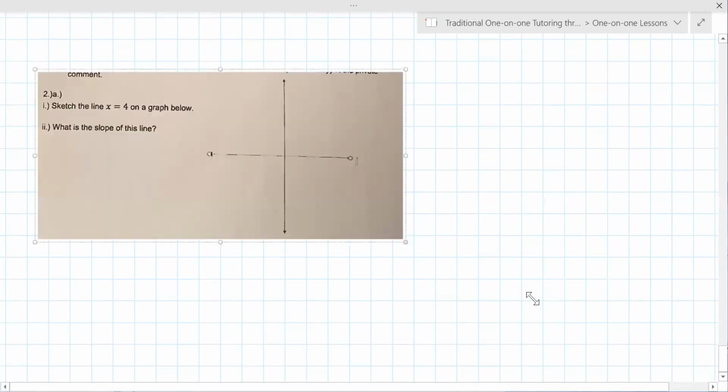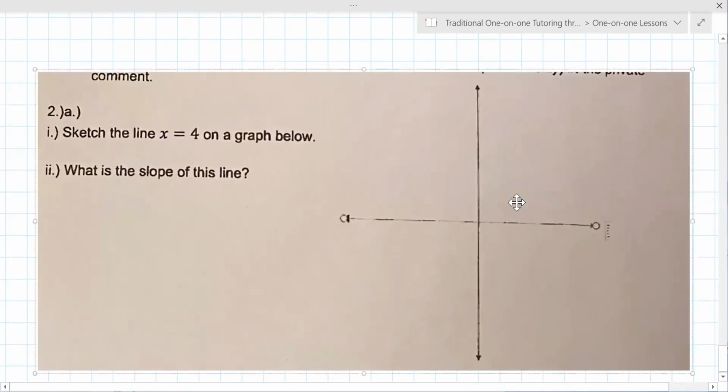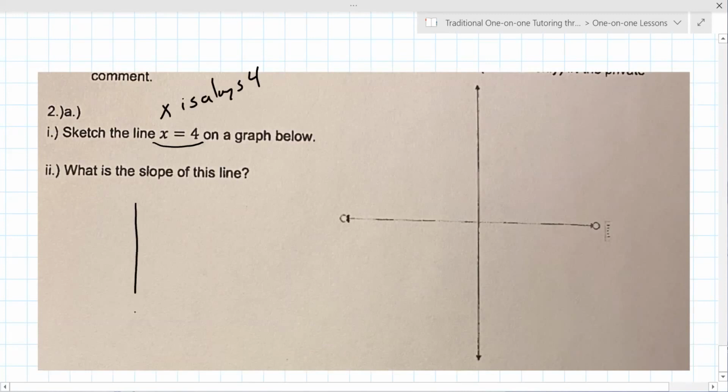Wait, what are we doing now? 2A. Oh yeah, we're doing that. Okay. So sketch the line x equals 4 on a graph below. X equals 4 means x is always 4. So let's make a table. I'll pick the y value. Let's say y is -3. What is x? X is always 4.